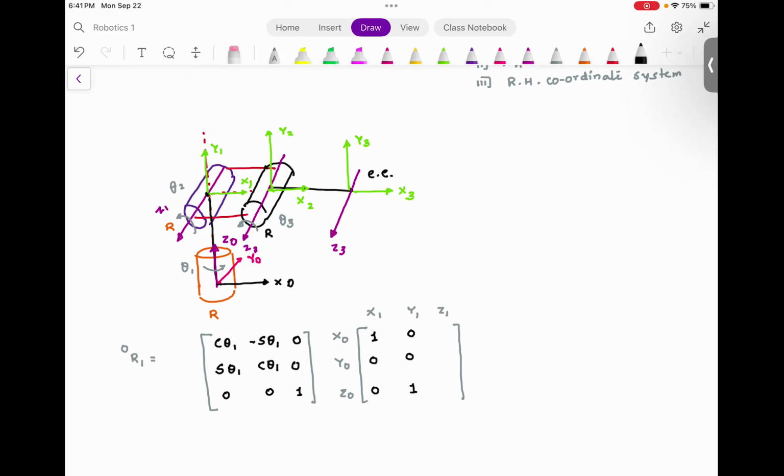Now let's look at the last part, z1. Can you see that z1 is not aligned with z0? z1 is not aligned with x0. z1 is aligned with y0. But can you see that the arrows are opposite? Which means I need to be assigning -1 here. You agree with me? Once again, this part is important.